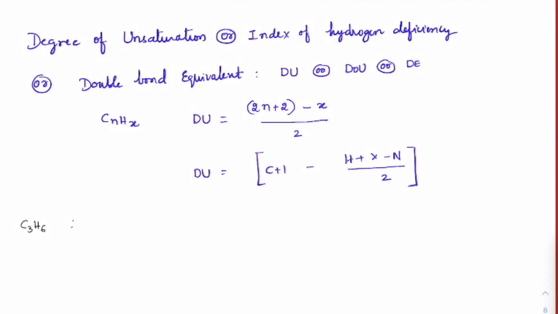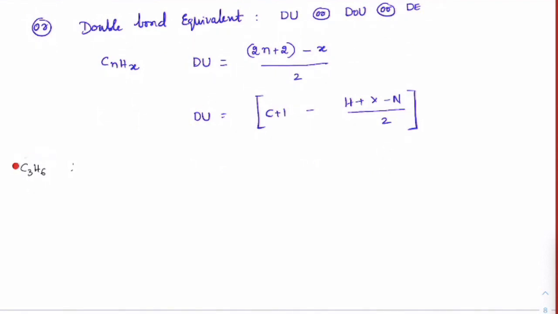I will show you with an example. For instance, if you have C3H6, I want to calculate the degree of unsaturation. I will take 2 times 3 plus 2. This is the maximum number of hydrogens I am expecting, minus the actual given hydrogens, 6, divided by 2. You can see this is 6 plus 2, 8, 8 minus 6 by 2, which is 1. So the degree of unsaturation is 1.